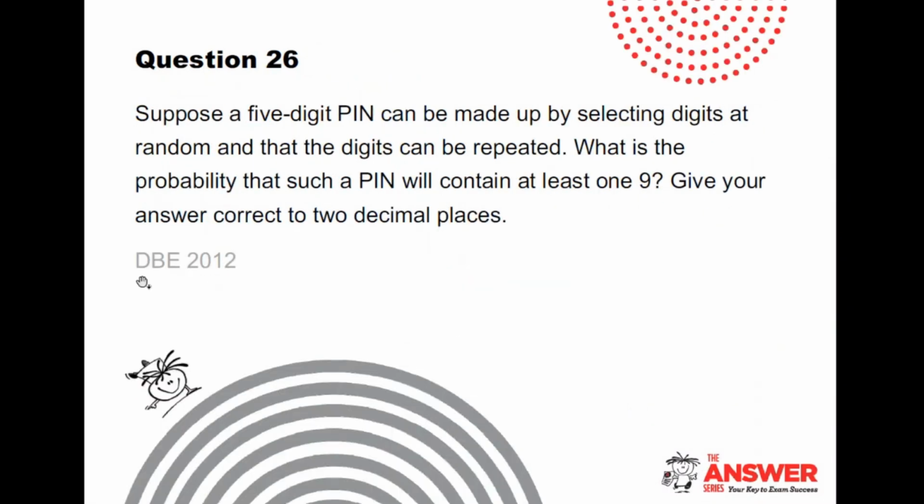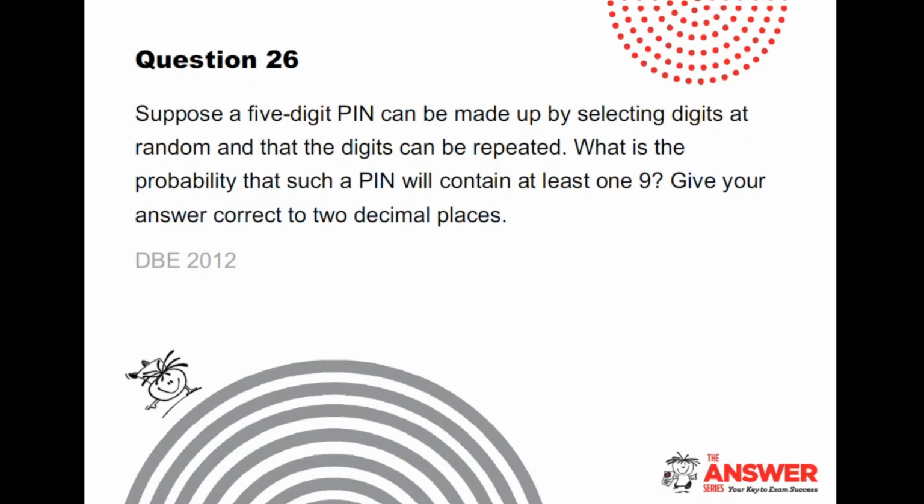Question 26. This was from DBE 2012. Suppose a 5-digit pin can be made up by selecting digits at random and that the digits can be repeated. What is the probability that such a pin will contain at least 1 nine?